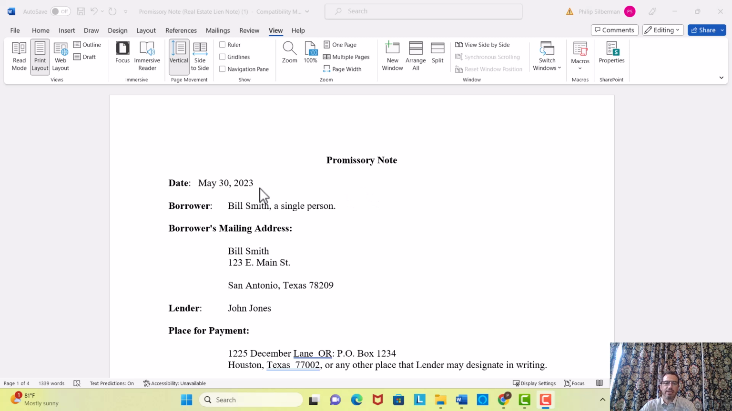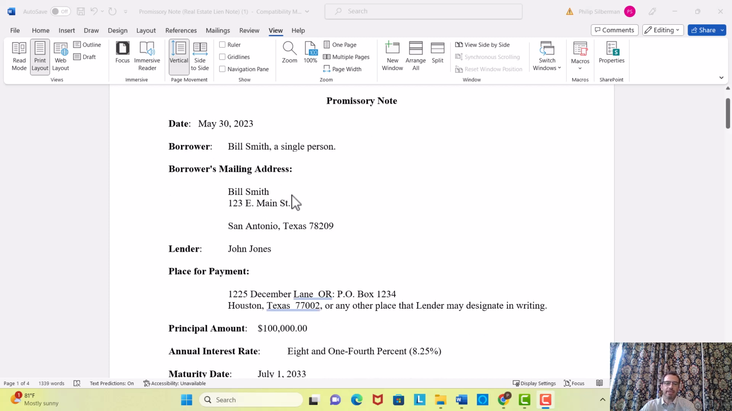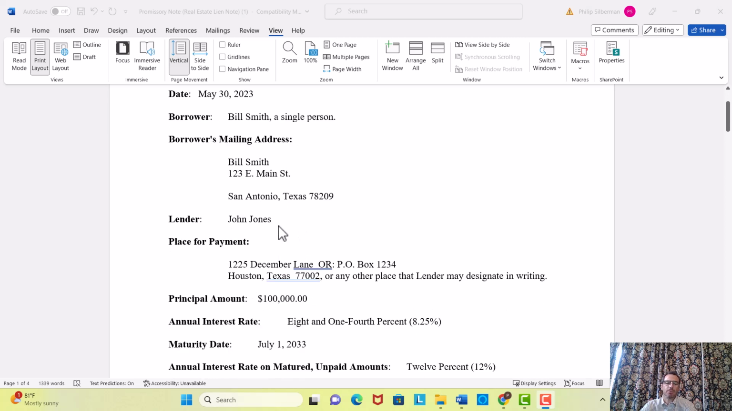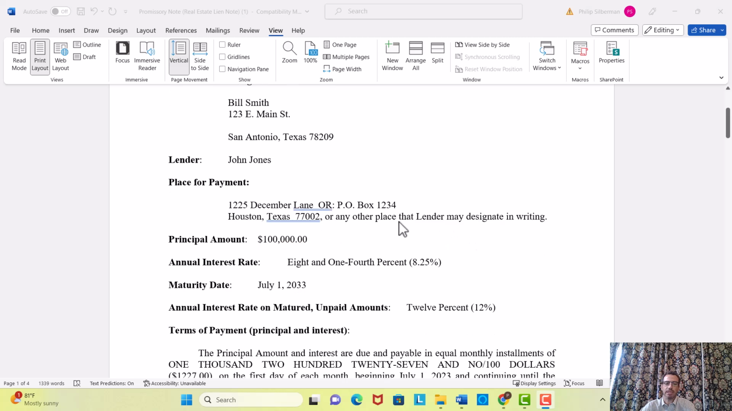Then you get into the date of the note, who the borrower is. In an owner finance transaction, the borrower is also the buyer. The mailing address of the borrower, the lender, and again, in a typical small owner finance transaction, the lender is the seller who's also an individual. Place of payment, you may have a physical address, but you also have this language about any other place that the lender may designate in writing. So it could be electronic payment or whatever the lender wants to designate.